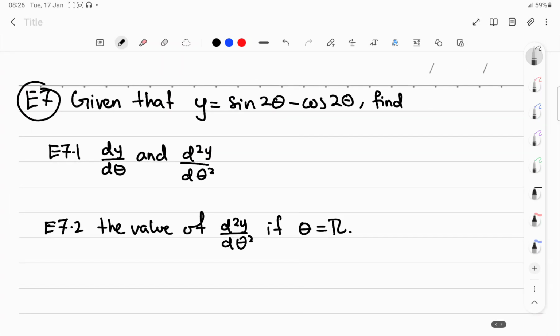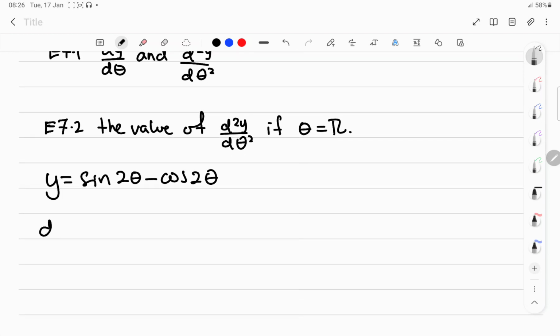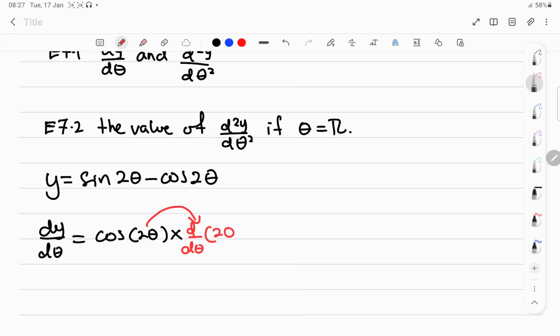Okay, so let's go to the next example. Given that y equals sine 2 theta minus cos 2 theta, find the first derivative and second derivative. We are going to do that one first. So write this one over here, because I'm going to scroll the screen, so cannot see the question anymore. Okay, so how to find the first dy/dx? This is not dx, this is d theta. You have to take note what is the variable inside the function. Not everything is dx. You have to look for the variable. So dy/d theta for the first expression, sine 2 theta, sine becomes cosine 2 theta multiplied by differentiation of the bracket, again d theta, not dx, 2 theta.